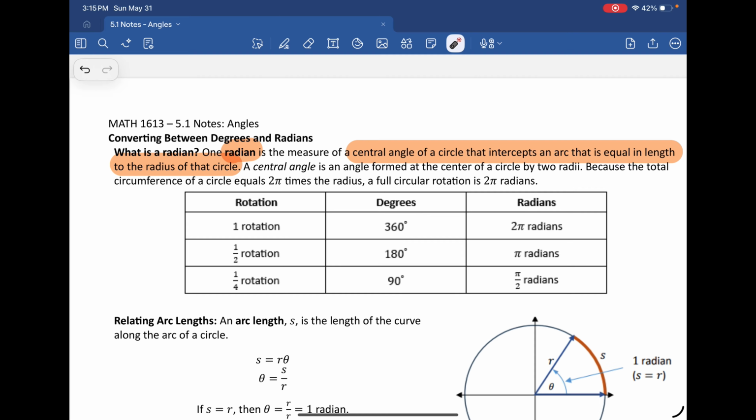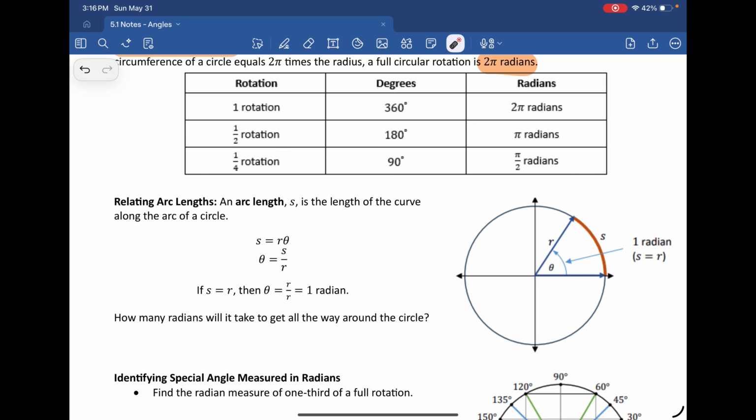The total circumference of a circle equals 2 pi times the radius. That means a full rotation. One full rotation is 2 pi radians. So you can see some equivalencies here. One full rotation is 360 degrees, 2 pi radians. Half a rotation: half of 360 is 180, half of 2 pi is pi. 1/4 of a rotation is half of a half, so half of 180 is 90, half of pi is pi over 2.